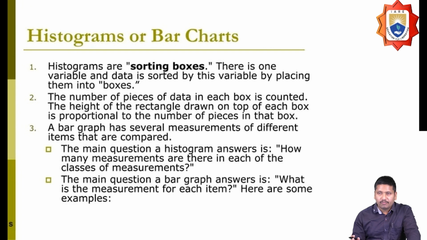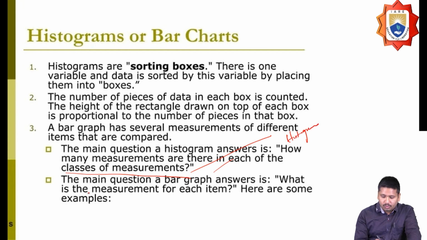At the same time, the bar graph has several different measurements that are compared. The main question the histogram answers is how many measurements there are in each class of measurement. For this kind of question, the histogram is the best example, and the bar chart is not suitable for that. The main question for the bar graph is what the measurement of each item is. In that case the bar chart is preferable. If I want to go for classes of measurement, then I have to go for the histogram.